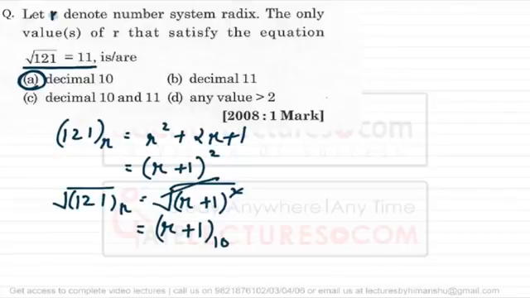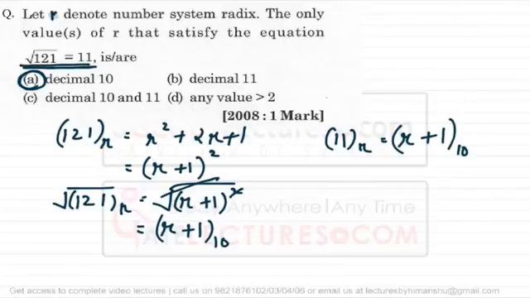Now just look at the RHS. The RHS is 11 in base r, which also can be written as r plus 1 in base 10. So you see the LHS and RHS of this equation are always going to be the same for all the values of r. But one thing we can note here is, what cannot be the value of r? Since you are using 1 and 2 as valid symbols in this number system, 2 cannot be the base. The base must be greater than 2. So the answer is any value greater than 2. B is going to be the correct option.